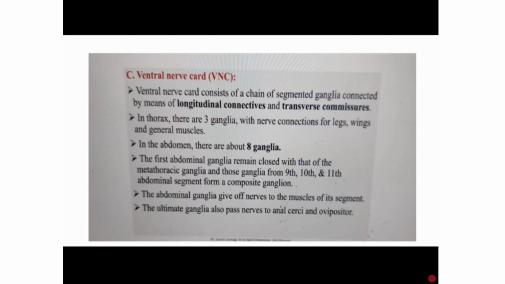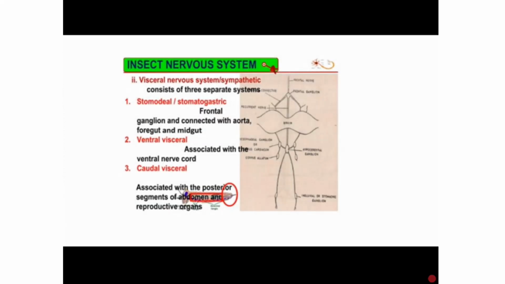The abdominal ganglia give nerves to the muscles of their segment, and the ultimate last ganglia pass nerves to the anal cerci and ovipositor. Then the second one, the visceral nervous system, and again it has three separate systems: stomatogastric nervous system, ventral visceral nervous system and caudal visceral nervous system.